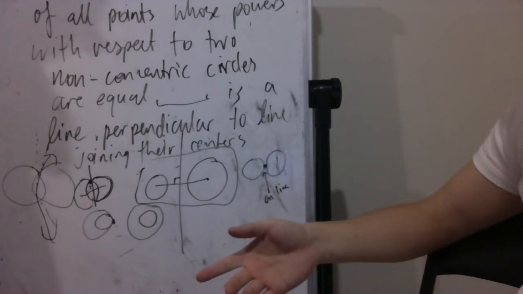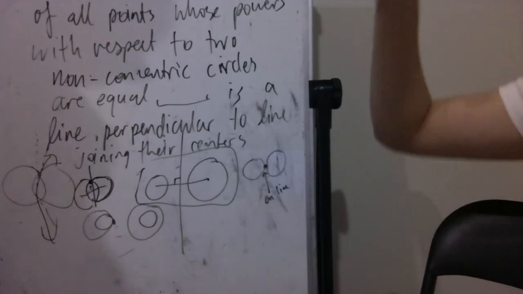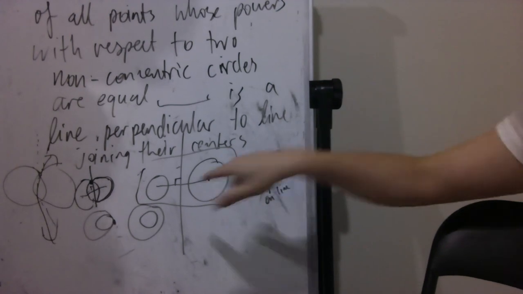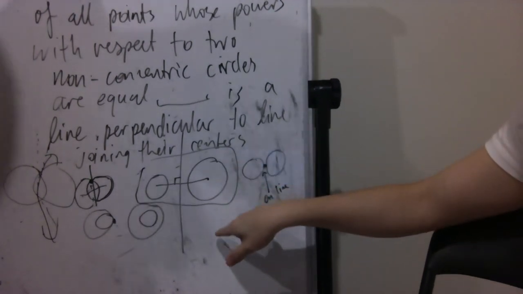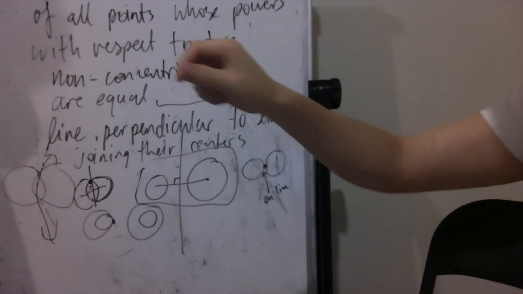It's like when you draw that thing, d squared minus r squared. But that's for one circle, right? Now you have two circles. So it has two powers.